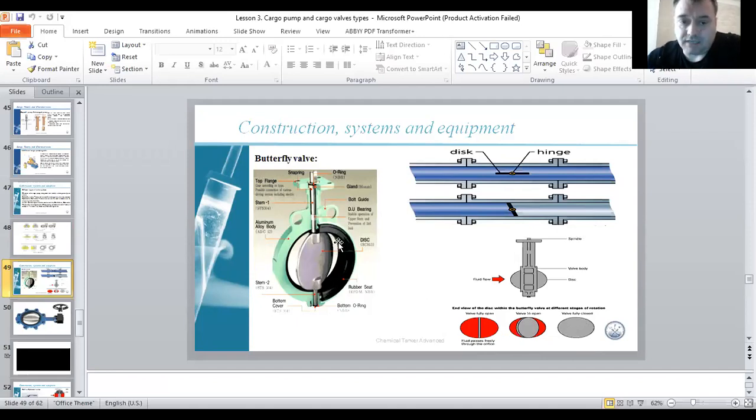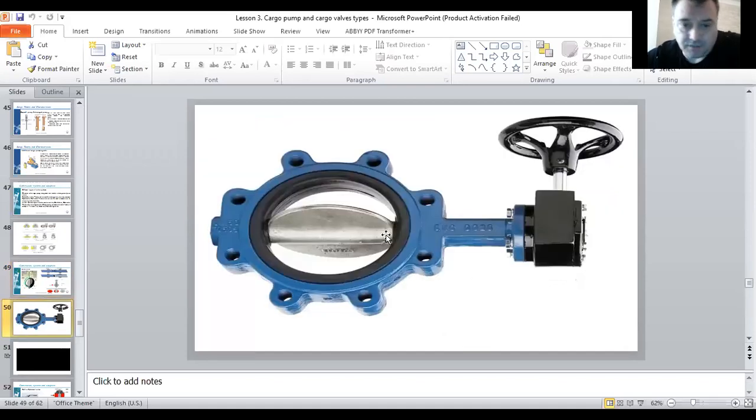The positive side of this valve is that you can regulate the quantity of discharge liquid. If you need 10% open, you can open it only 10% and regulate the flow. But on the negative side, it is working, of course, but it can leak under high pressure. When you have high pressure, the flap can release the liquid from one side to another. So that is the structure.